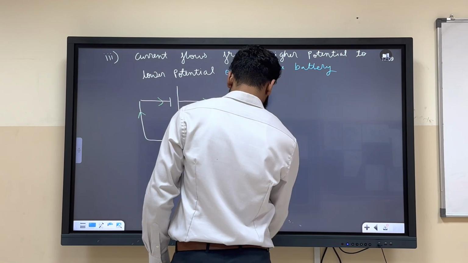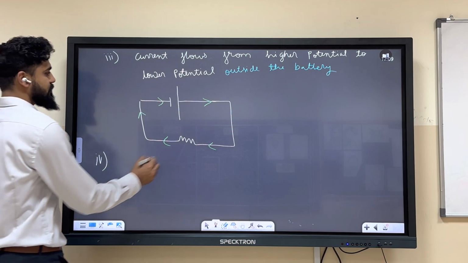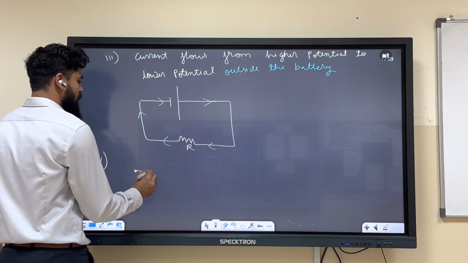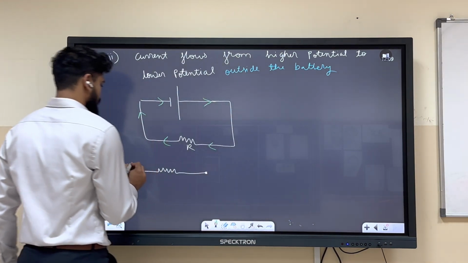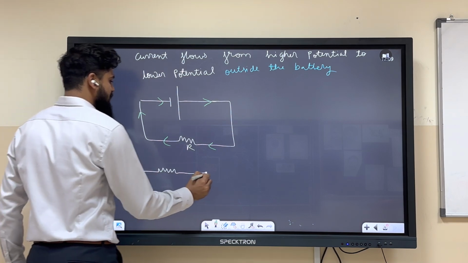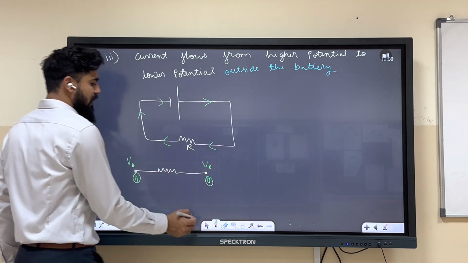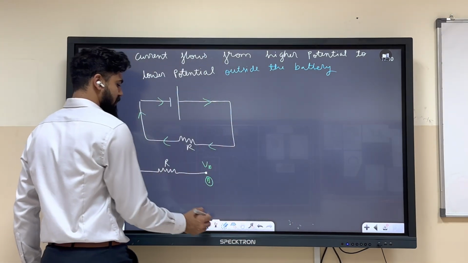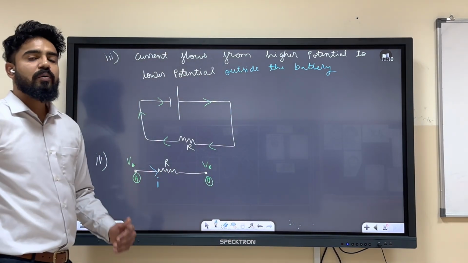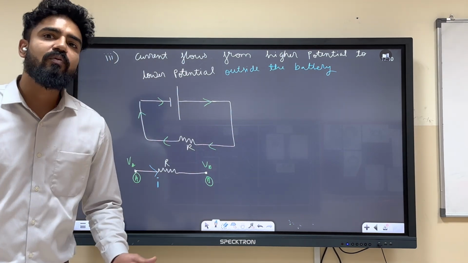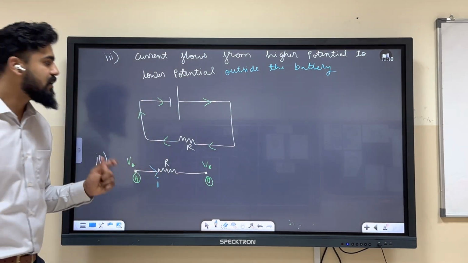Okay. Now, point fourth. Point fourth is this. That is this resistance. Okay. So, if this point is A and this point is B, and VA is the potential over here, VB is the potential over here, R is the resistance, okay? And current over here that is flowing is I. Okay? So, funda is this, potential will decrease by IR across the resistor in the direction of current.